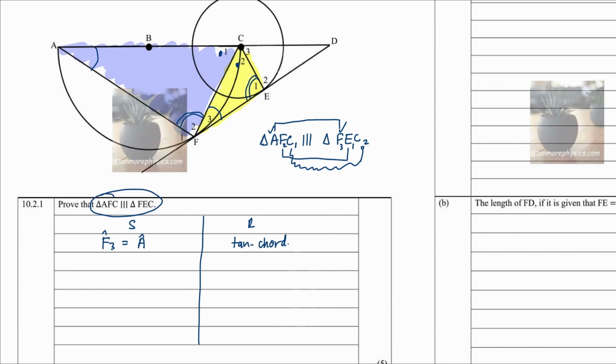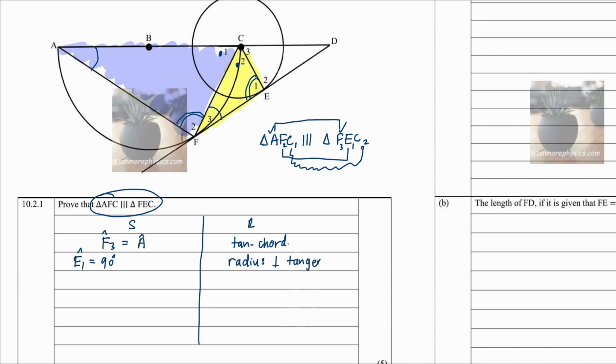So F3 and A. Next, let's shift our attention to F2 and E1. So why is E1 equal to F2? Well, if I look at the smaller circle, CE is the radius, because C is the center. And we know that FED is a tangent. And so the angle that the radius makes with the tangent is 90 degrees. So E1 is equal to 90 degrees. And that is because the radius is perpendicular to the tangent.